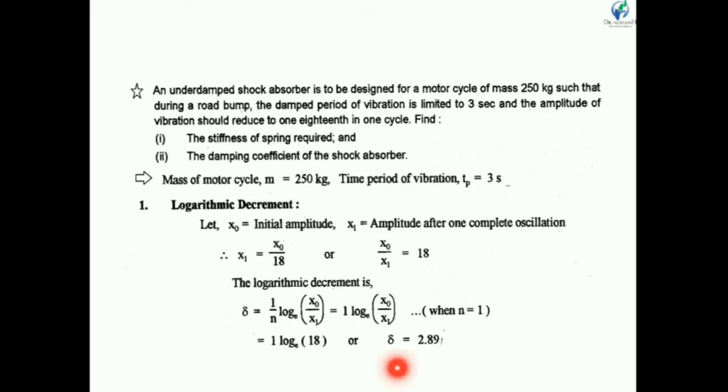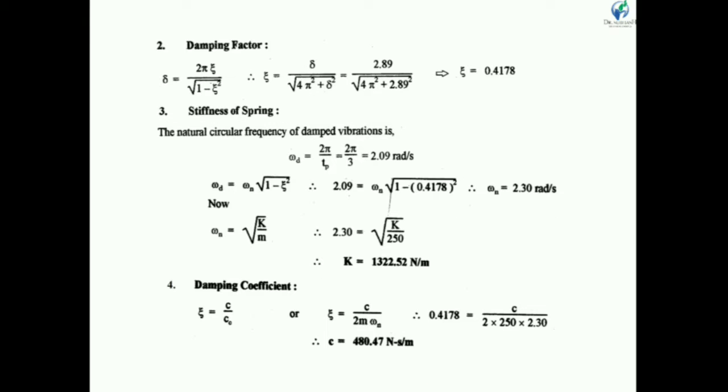So we get delta is equal to log 18, so delta is equal to 2.89. Now damping factor, we know that delta is equal to 2 pi zeta under root 1 minus zeta square. So if we simplify this equation, then we can rewrite zeta is equal to delta divided by root of 4 pi square plus delta square. If we put the value of delta, then we obtain damping factor zeta is equal to 0.4178.